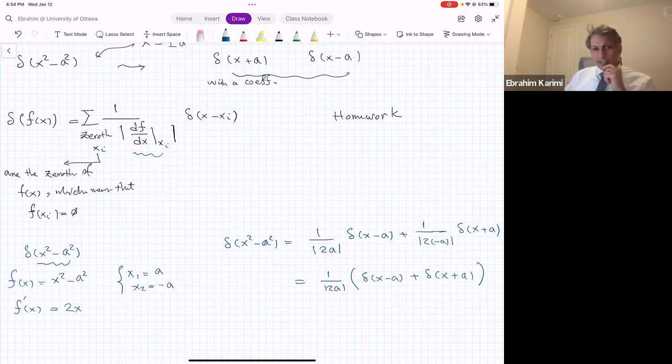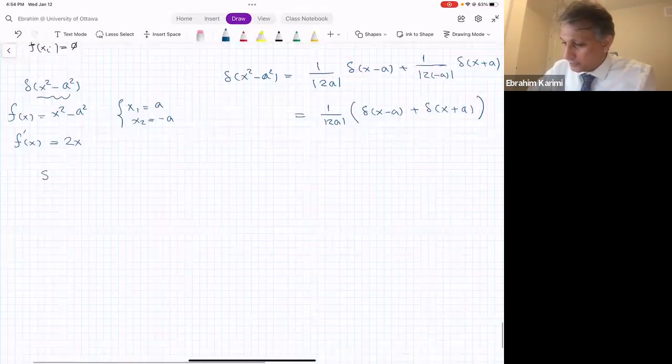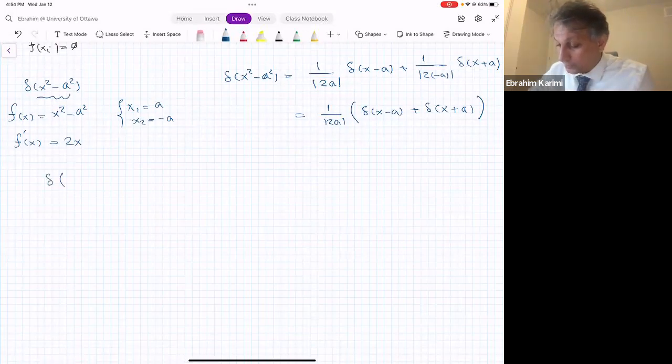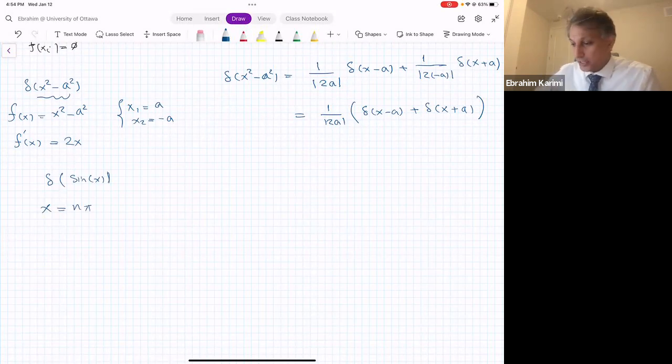Now I can ask you what is going on with the sign. Let's say sometimes I will give you a delta function which is very complicated, delta of sine of x. How many zeros do we have? Infinity, right? Whenever x is equal to n pi, that is 0, where n is an integer. True?